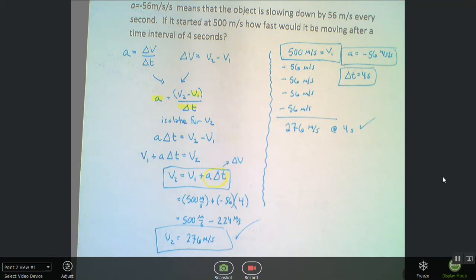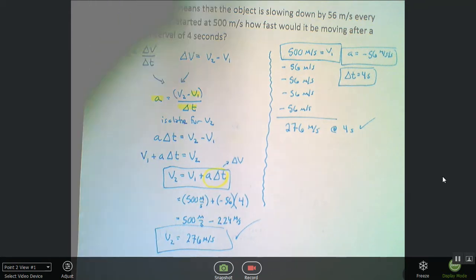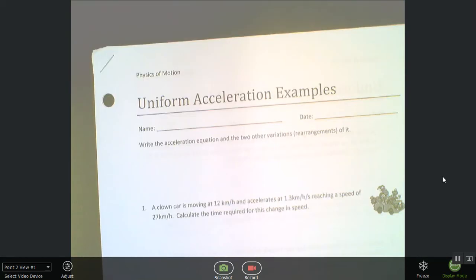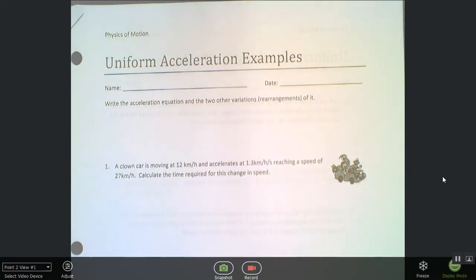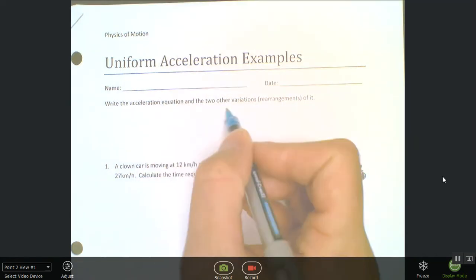Now what we're going to look at is some problems related to this. I'm going to leave them for you to do. It says they're examples, but you will be able to do them based on what we've just done through this lesson. So I will put that up here. And so what it looks like is this here. There we go. Write the acceleration equation and the two other variations.